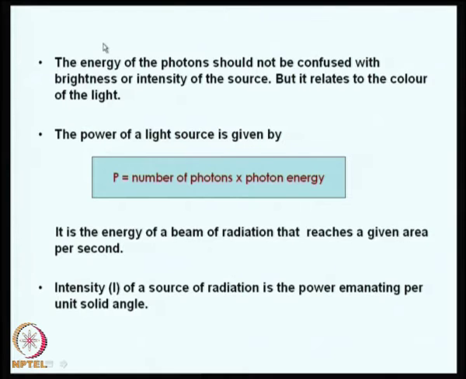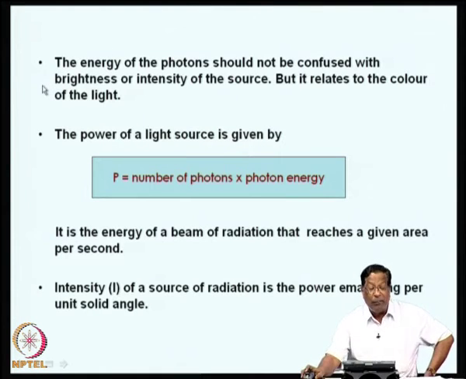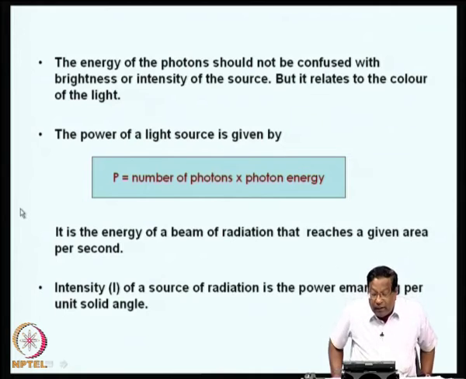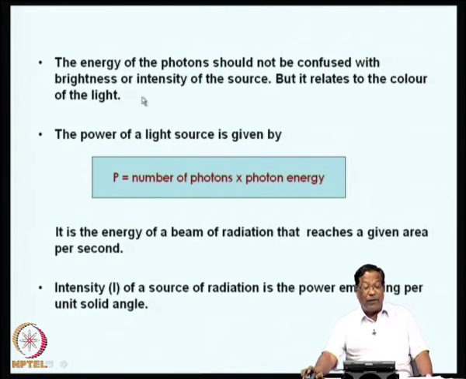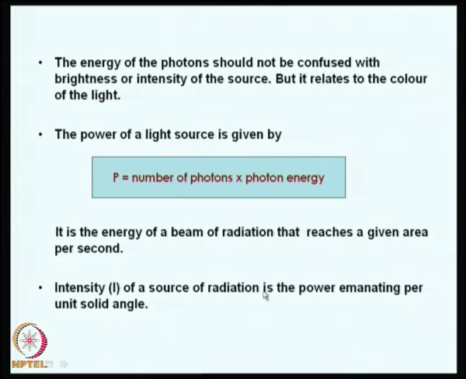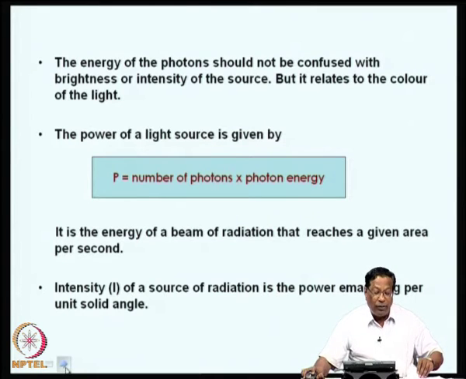Now, the energy of the photons should not be confused with the brightness or intensity of the source, but it relates to the color of the light. The power of a light source is given by P is equal to the number of photons that it emits multiplied by the energy of the photon. It is the energy of a beam of radiation that reaches a given area per second. Intensity of a source of radiation is the power emanating per unit solid angle. This is a very important concept that we will be talking about later.